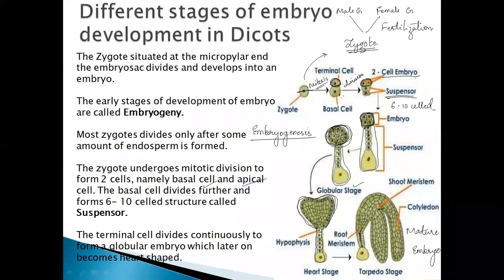And because it is a dicot, there are two cotyledons. There is a shoot part. This is the suspensor part, and this is the radicle, that is the root meristem. The shoot meristem is called the plumule. From the heart-shaped embryo, it further divides to form a mature embryo. And this entire process is known as embryogenesis.